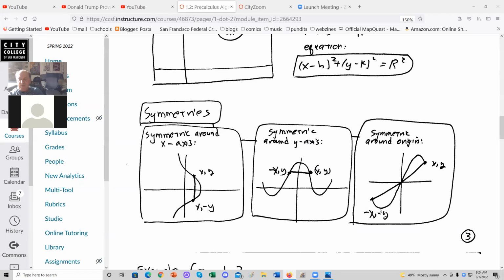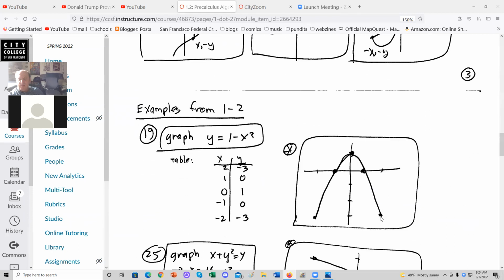Here we have a graph of an equation, and the graph is symmetrical around the origin. So if you turn it around 180 degrees, the graph stays the same. This means that if x by y is on the graph, then -x by -y is also on the graph.